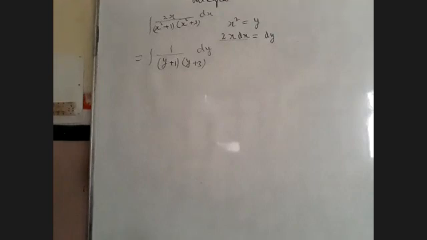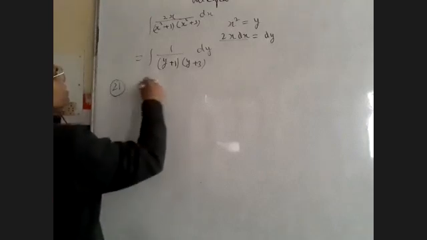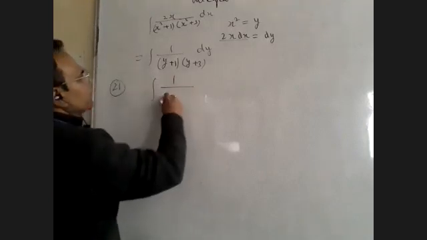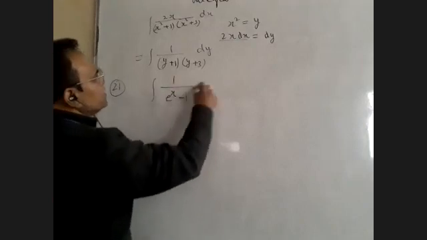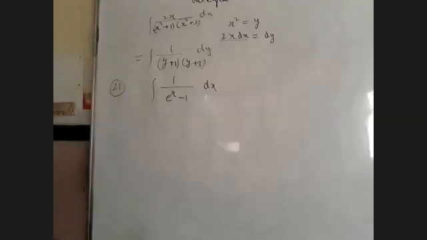I explained it to you earlier. Question number 21, 1 upon e to the power x minus 1 dx. We have to integrate here. But here we are observing that the differentiation of e to the power x minus 1 is not available.